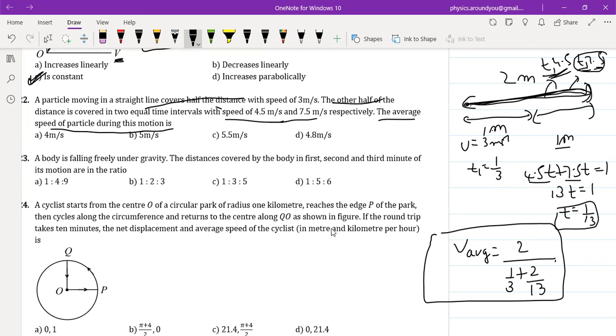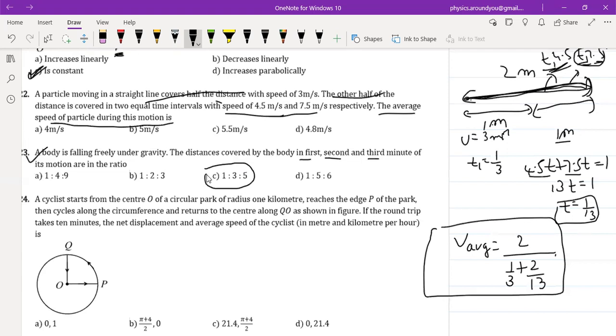Now going forward, the 23rd question. A body falling freely under gravity, distance covered in the first, second, and third minute. For any consecutive equal time intervals, Galileo Galilei proved once and for all from his inclined plane experiments that it shall and will always be the ratio of consecutive odd numbers. So for the 23rd question, distance covered in equal time intervals under free fall is 1 is to 3 is to 5.